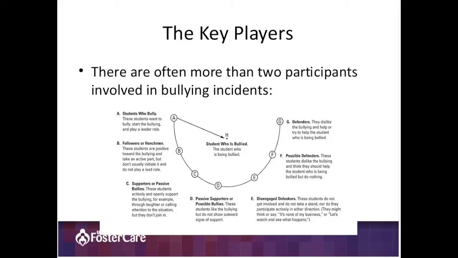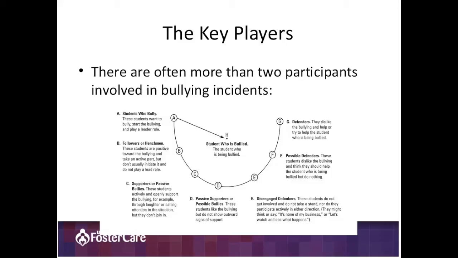So the next group that we want to talk about is F, the possible defenders. These students dislike the bullying and think they should help the student who's being bullied but do nothing. So these are the kids, when the camera pans around in the teen movie during a fight, that have looks of horror on their faces, but they're not really doing anything. You can tell by the looks on their face that they really don't support the bullying in any way, shape, or form. And they think they should help. They have a really strong feeling that somebody should jump in, somebody should do something, somebody should stop this, but they're not the ones that do anything. So this is definitely another group that participates in bullying situations.